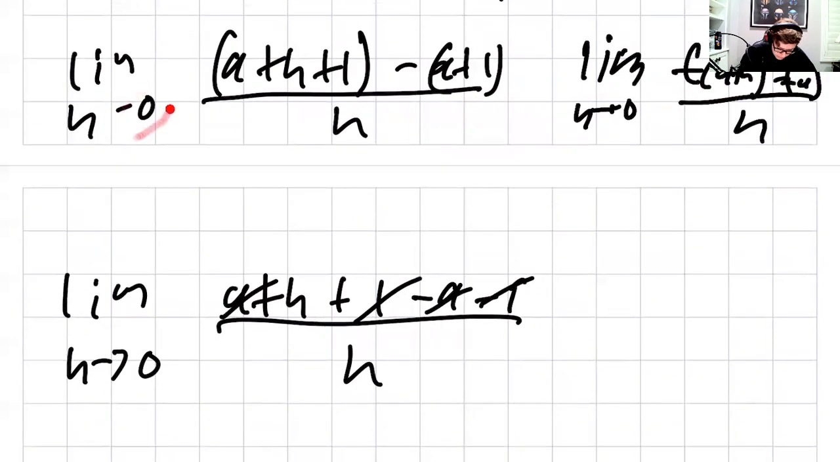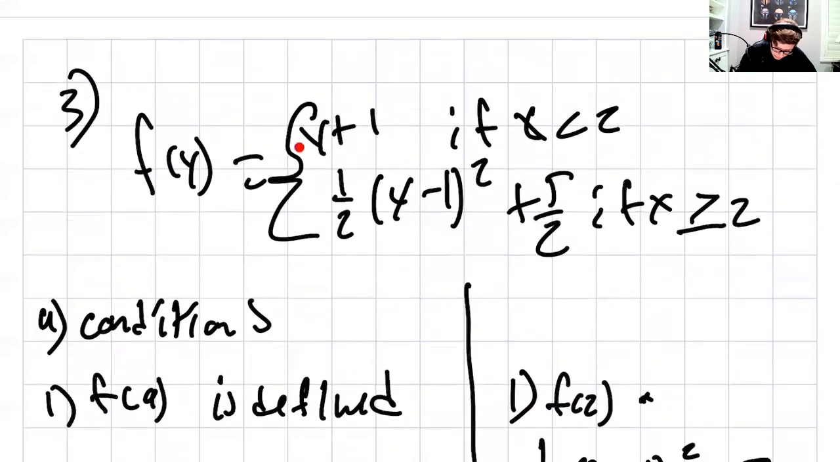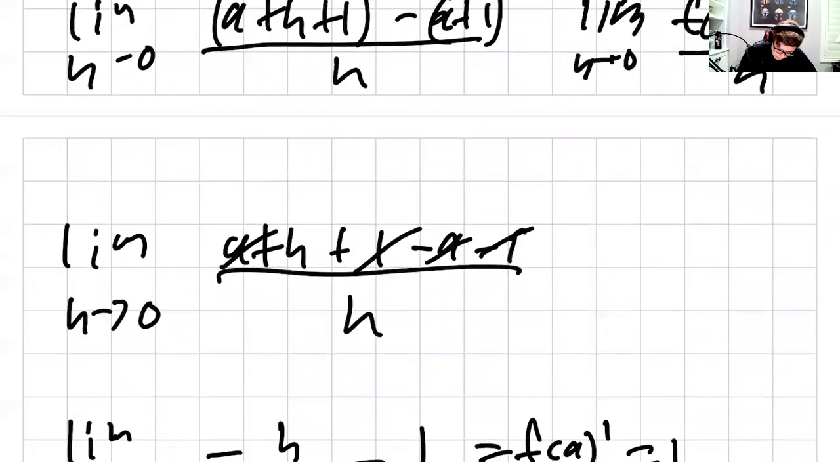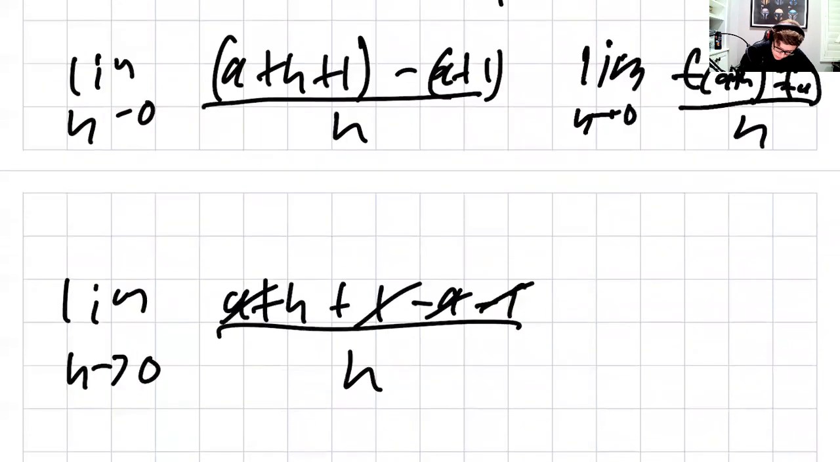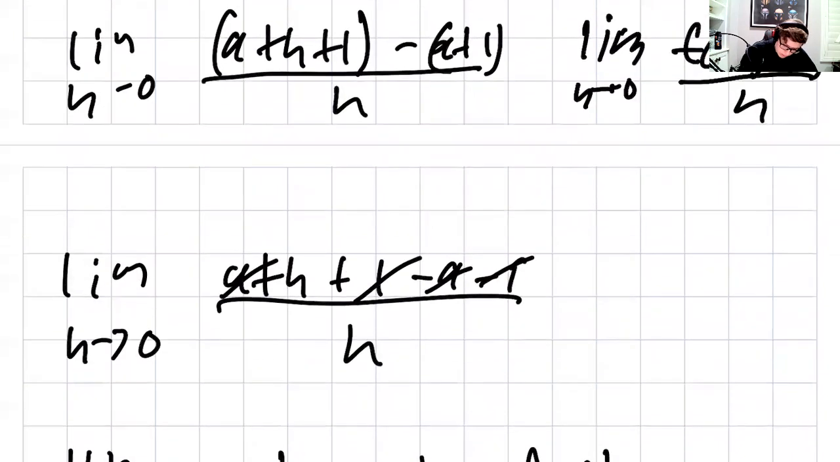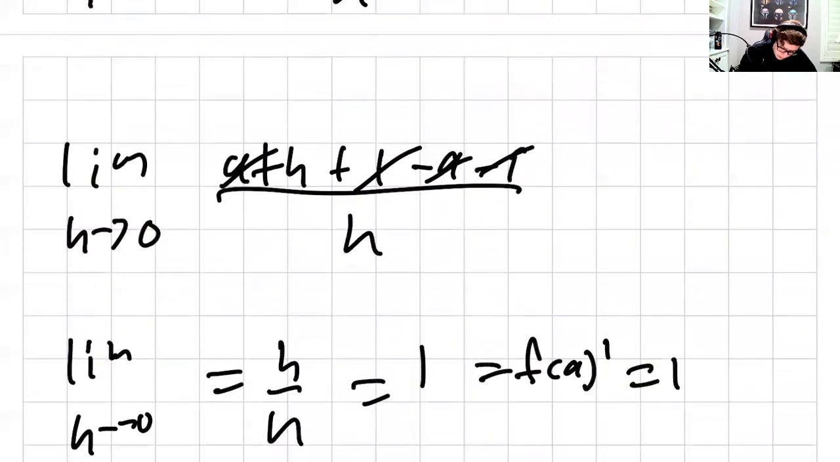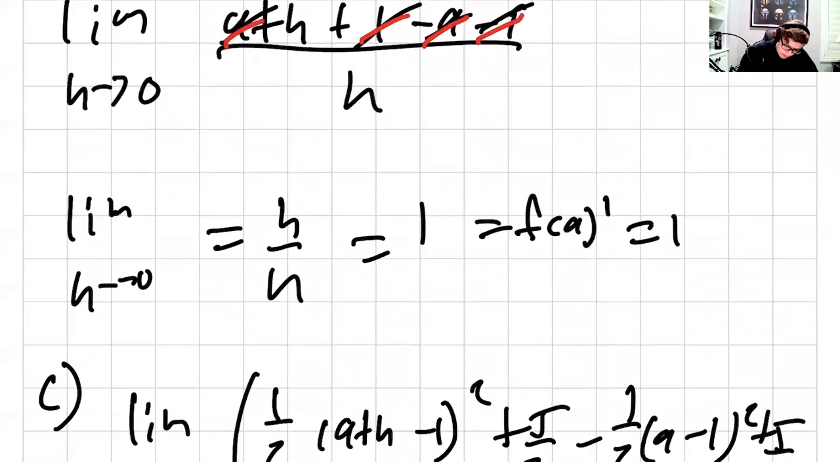So since this is 0 here, you use that first equation of x plus 1. So you have a plus h plus 1 minus a plus 1, over h. Then you have to make sure the minus sign here gets distributed to the minus a and the minus 1. So a minus a cancels, 1 minus 1 cancels. You're left with h over h, which is equal to 1. So the limit as h goes to 0 is equal to 1.